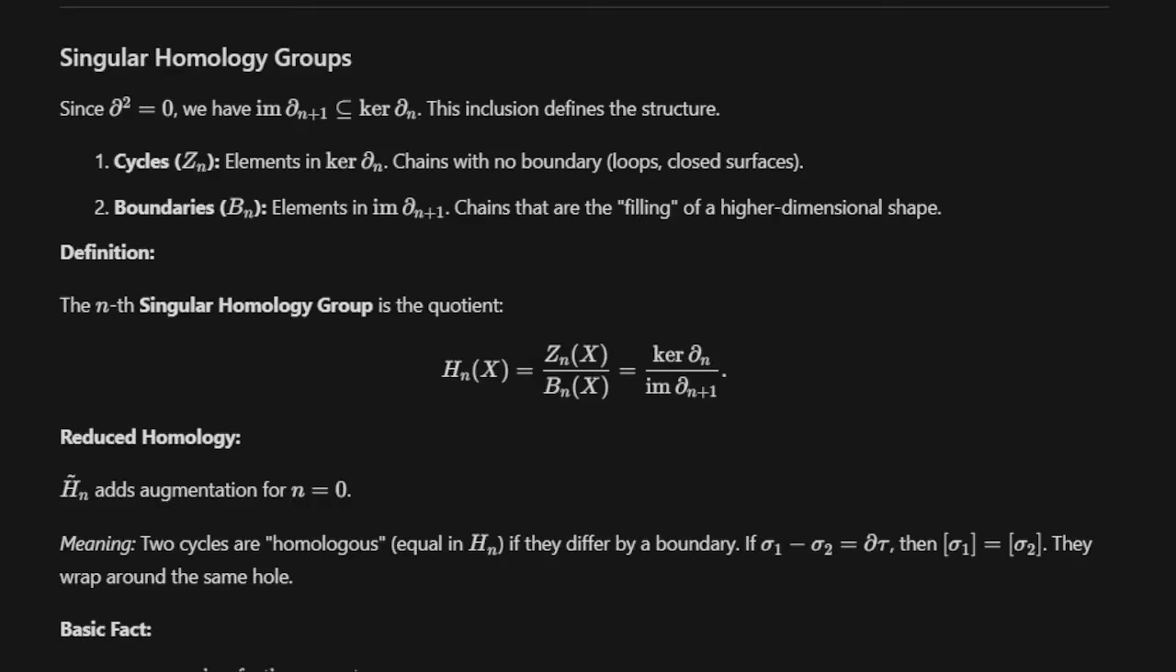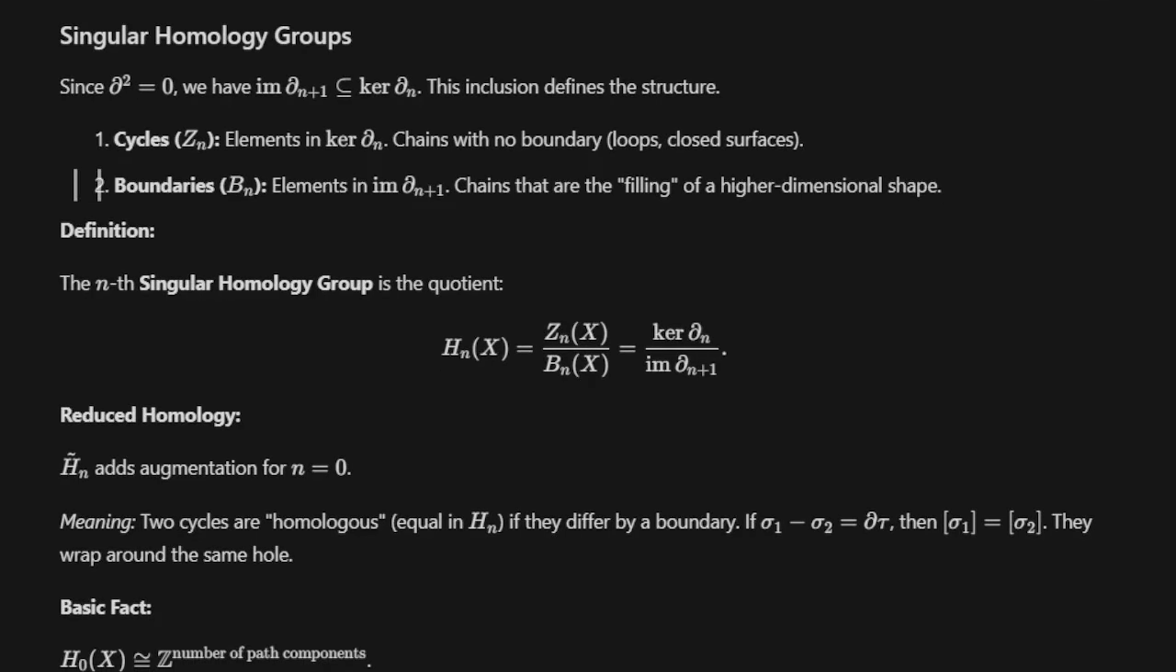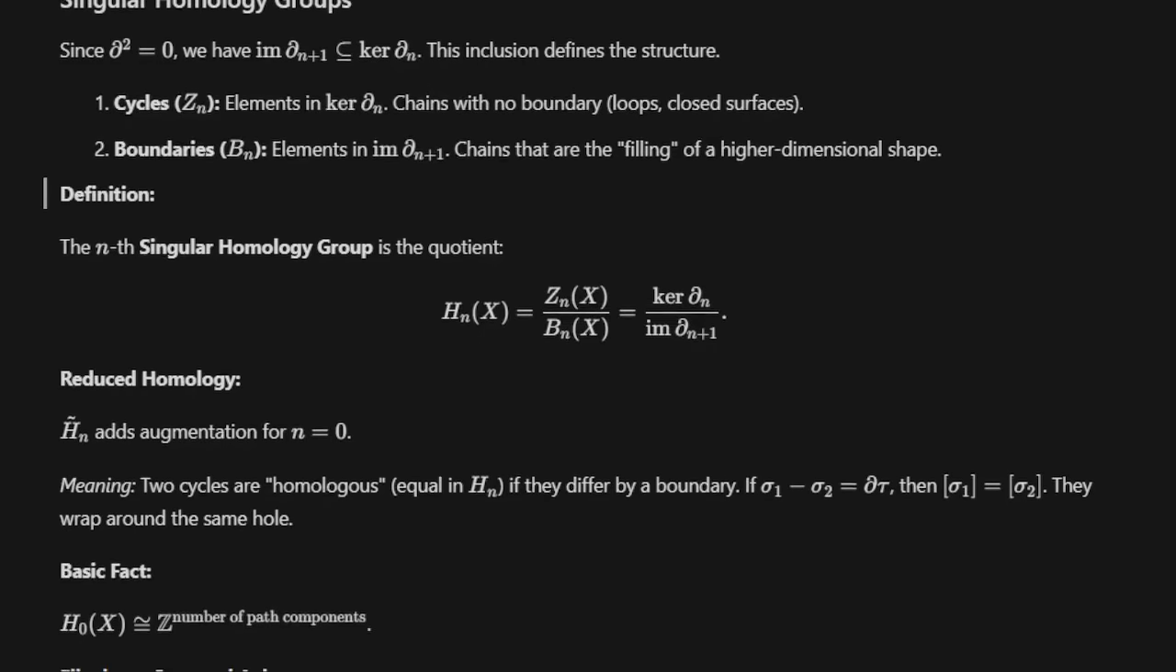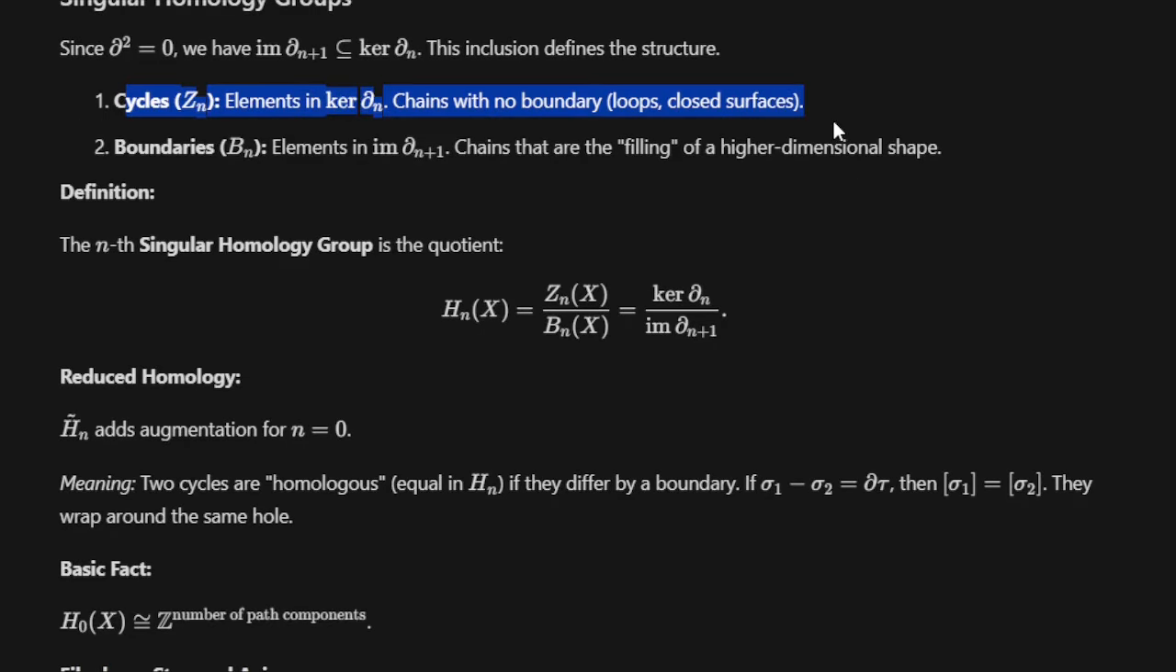This gives us a crucial inclusion because the image of del n plus 1, or boundaries, is contained within the kernel of del n, or cycles. So cycles are elements in the kernel, the chains with no boundaries. So they're like loops and closed surfaces, right? And then the boundaries are elements in the image of del n plus 1. So these are chains that are the filling of a higher dimensional shape.